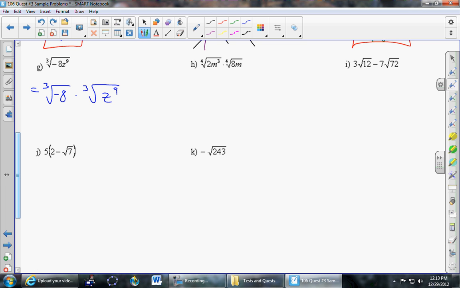Okay, cube root of -8, does that even exist? Sure, it's the even roots that have trouble with negative numbers, but odd roots, like a cube root, no problem at all. Cube root of -8 is -2.